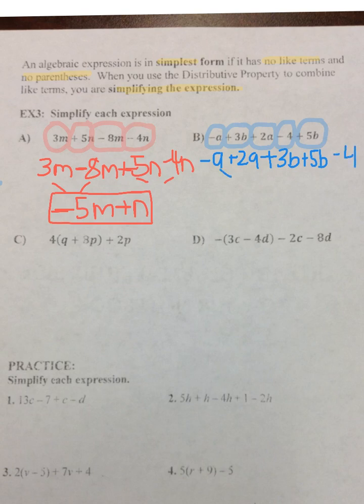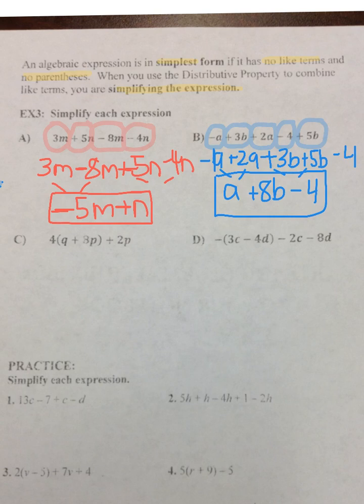So combining my negative a and positive 2a, this is like a negative 1a. So signs are different. Keep the sign of the larger absolute value and subtract, and I get 1a, or a by itself. Next one, positive 3b and a 5b is a positive 8b. And then my constant, minus 4. And usually when you're writing your expressions, we write it in alphabetical order. So we would want the a to come first and then the variable b, because that's how it comes in alphabetical order.